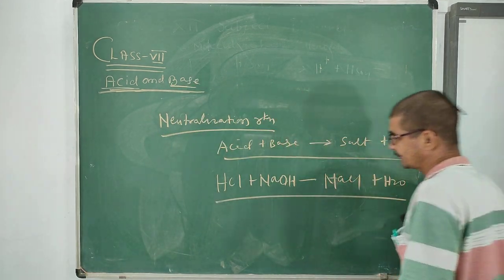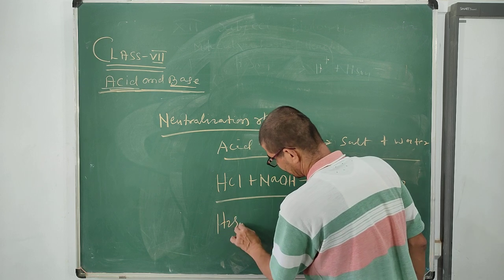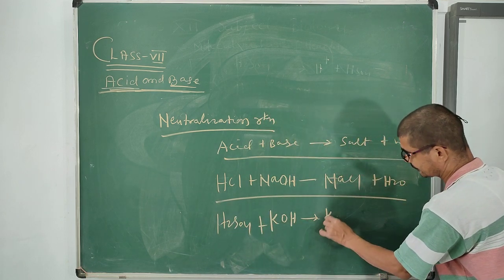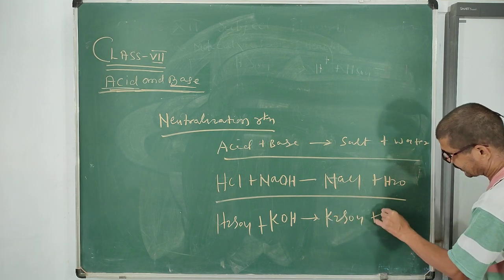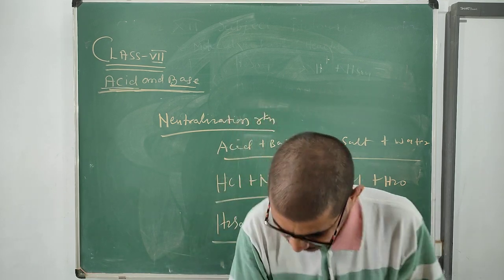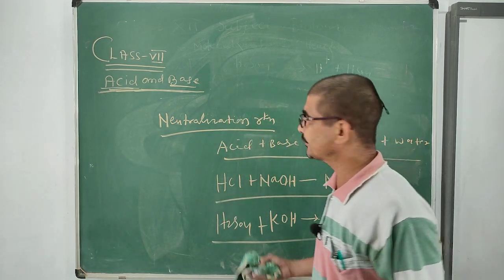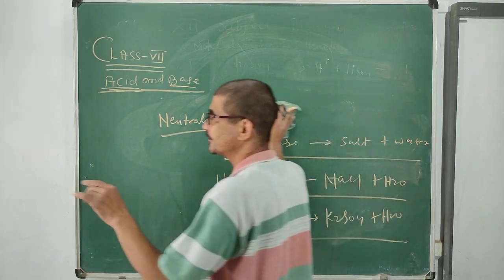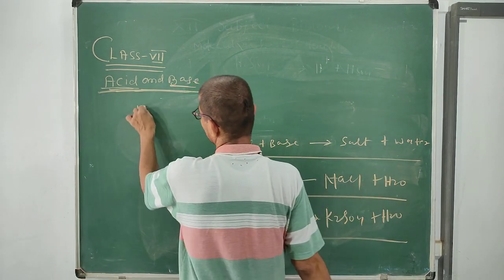Not only hydrochloric acid, sulfuric acid also reacts with sodium hydroxide or potassium hydroxide to form potassium sulfate and water. This is another example of a neutralization reaction. Now, the reverse of a neutralization reaction is called hydrolysis. Very important thing: the reverse of a neutralization reaction is called hydrolysis.